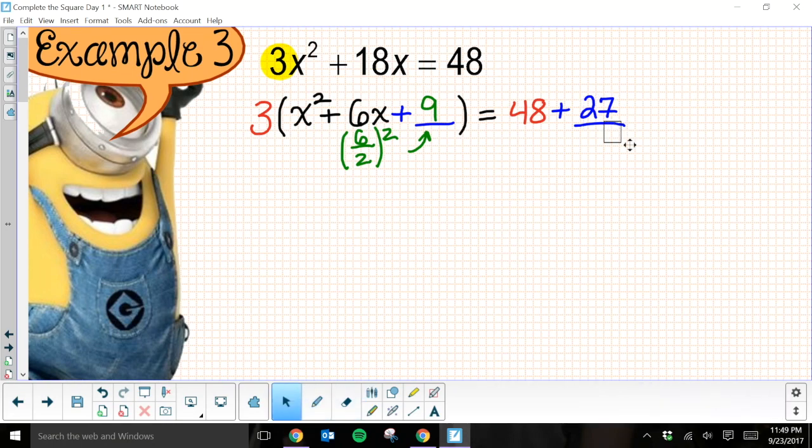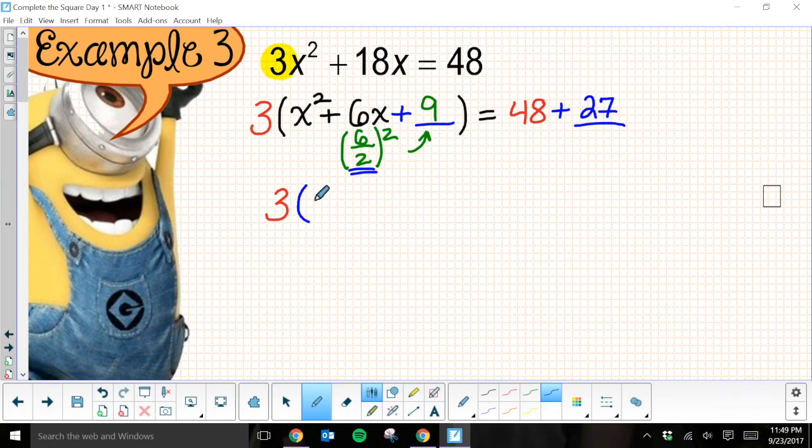And then what we're going to go ahead and do is leave the 3 right here. And I'm going to go ahead and do what we did. Remember that little shortcut we did? We're going to copy that answer. So I have plus 3 right here. Makes it a perfect square trinomial. And then on the other side, you're going to have 75.